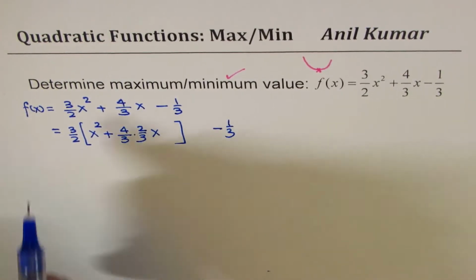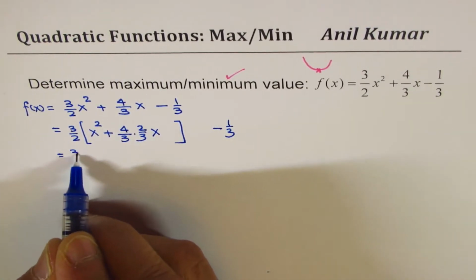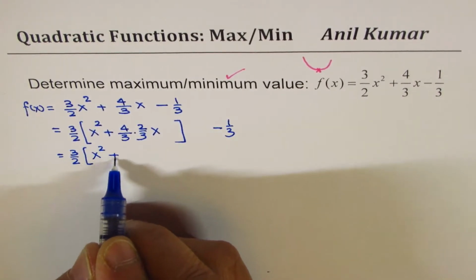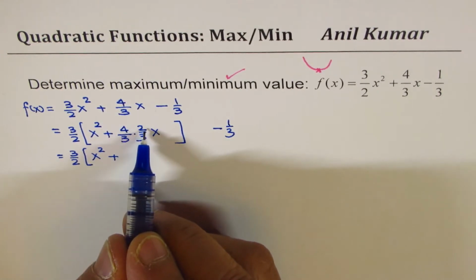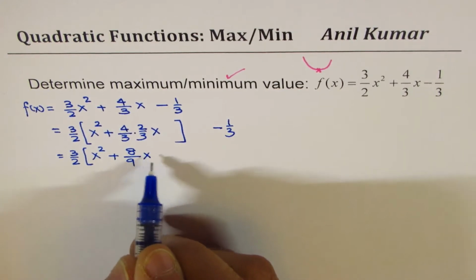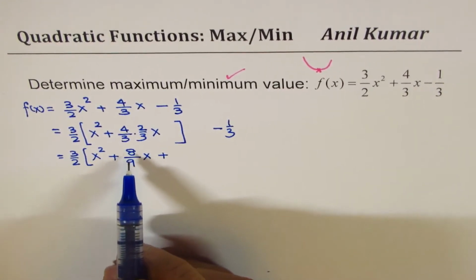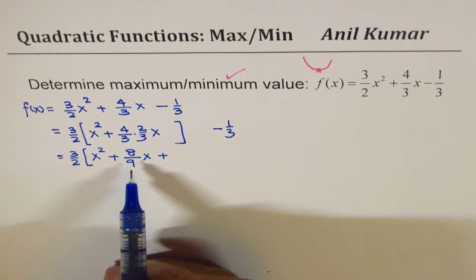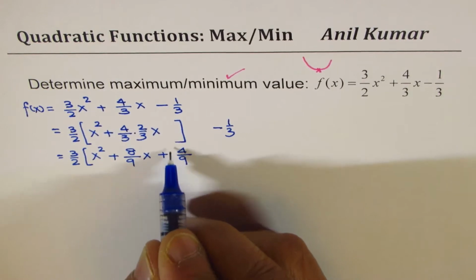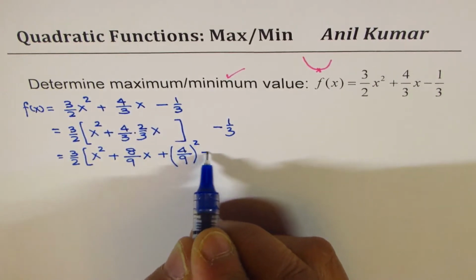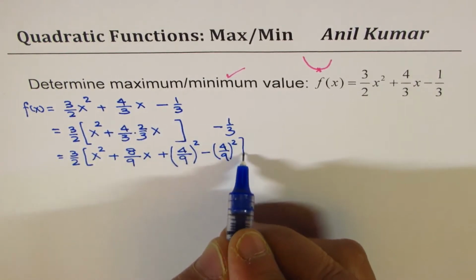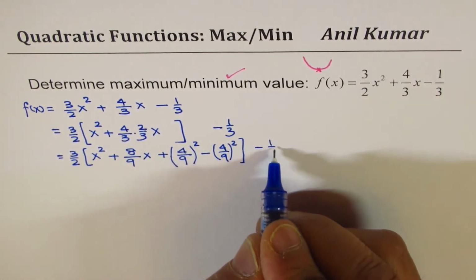It is advantageous. So the next step is we'll again write 3 over 2 and we have x square plus, so that becomes 4 times 2 as 8 and we have 8 over 9 x. Now what is half of 8 over 9? Well, half of 8 over 9 is 4 over 9. So we'll take 4 over 9, square it, add and subtract the same term, which is 4 over 9 whole square. And we'll keep this minus 1 over 3 away.